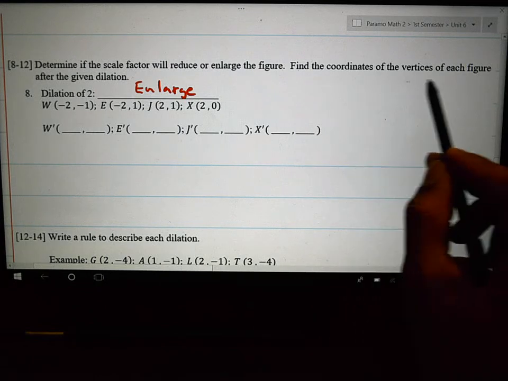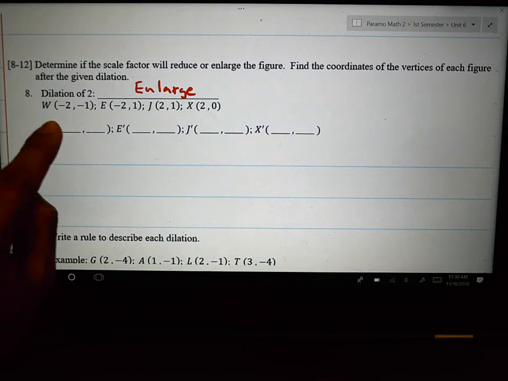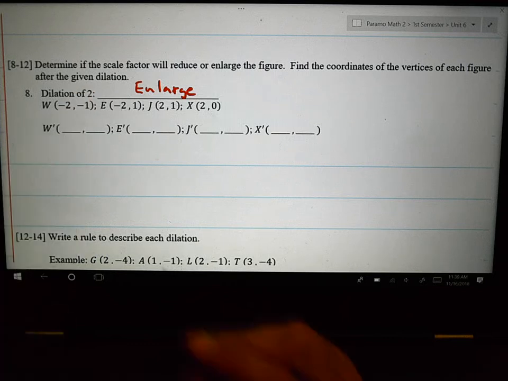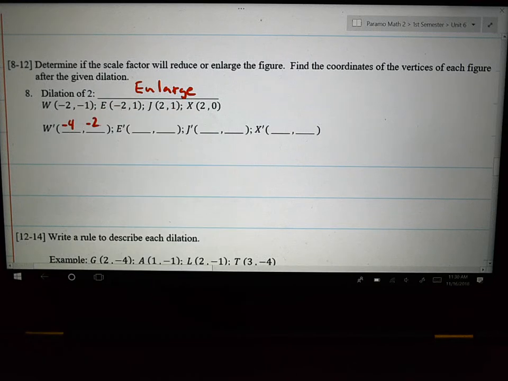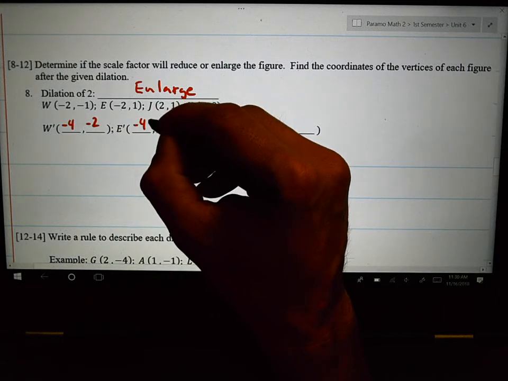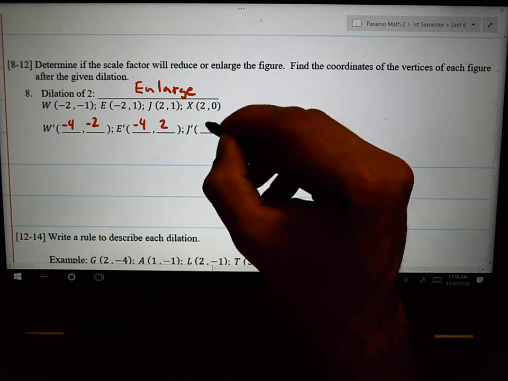Find the coordinates of the vertices after the given dilation. If we dilate it by 2, and the point W was at -2, -1, and you multiply by 2, guess where W prime is going to be? It's 2 times that, -4, 2 times that, -2. That's all you have to do. It's going to double the distance away from 0, 0. We could do that same thing for E. E prime will be at -4, 2. J prime will be at, guess, you tell me now, what's J prime going to be at? 4, 2. You're right.